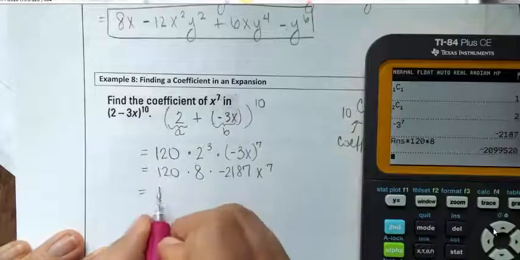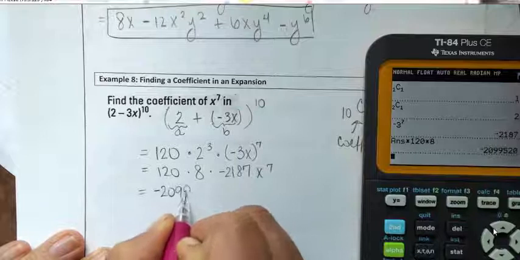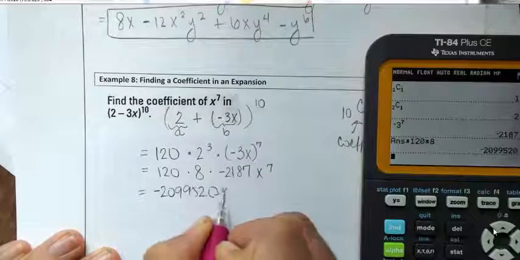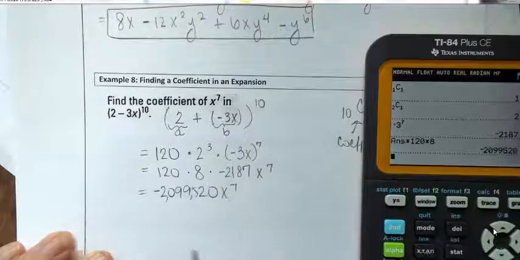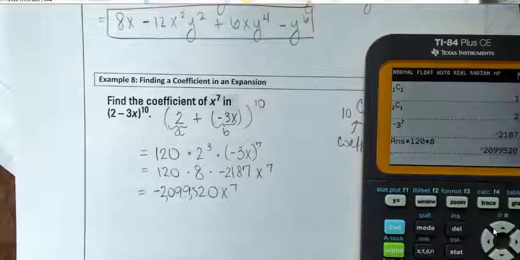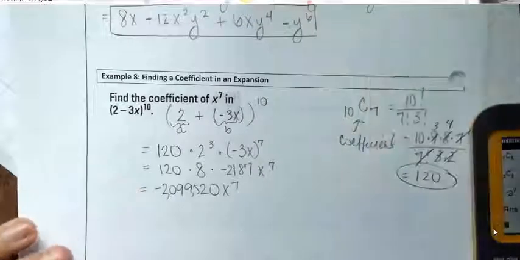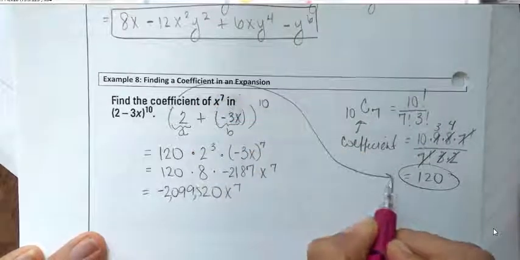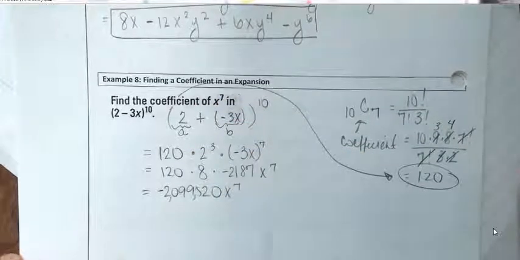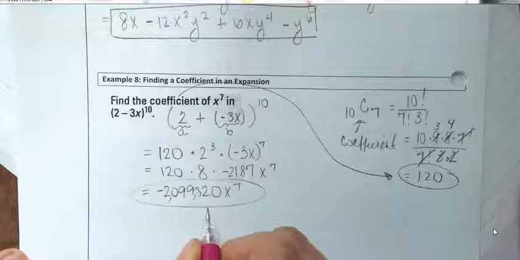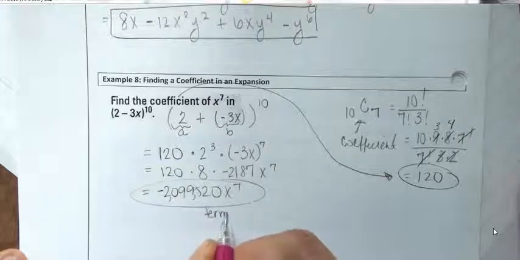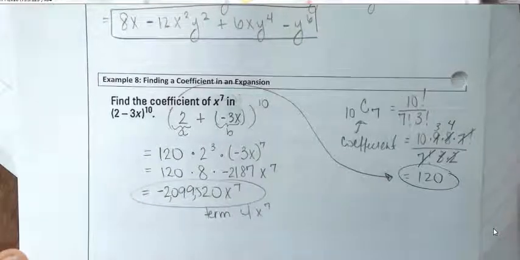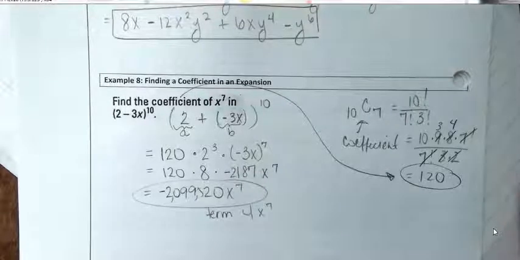Ooh, okay, what is that? So negative 2,099,520 times x to the 7th. So that would be if they asked to find the actual term. This is the coefficient, so we answered the question just over here. Sorry about that. This would be the actual term. So we did a little extra work, but that was fun.